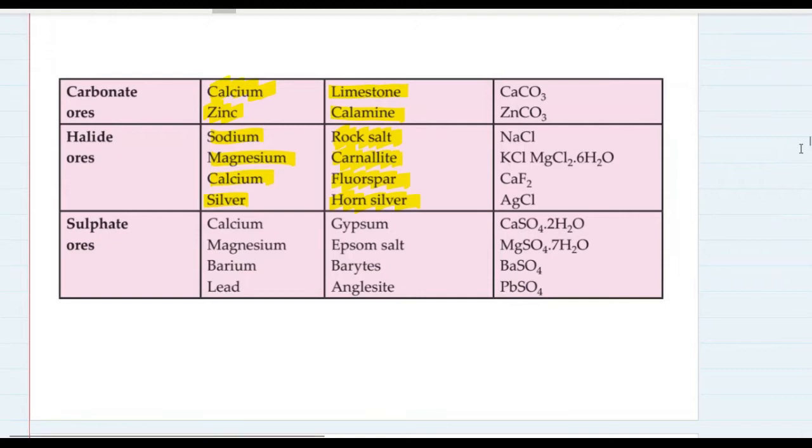Sulfate ores. Calcium, magnesium, barium, and lead are generally found in the form of their sulfates. And the names of these ores: calcium sulfate is called gypsum, magnesium sulfate is Epsom salt, barium sulfate is barytes, and lead sulfate is anglesite. Anglesite, okay.